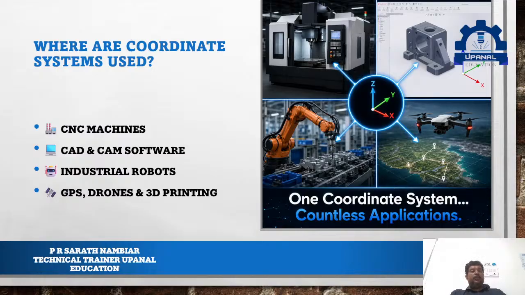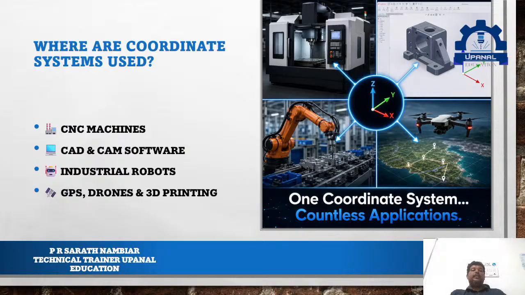Next comes the CAM software. After designing a part, CAM software uses the same coordinate system to generate tool paths for the CNC machine. It converts your design into precise movements that the machine can follow. In industrial robots, when a robotic arm picks up a component and places it somewhere else, it moves to exact coordinate positions. Every movement is calculated using the same principle we have learned today. Now about GPS navigation. When you use Google Maps or a navigation system, your location is identified with coordinates. The fascinating part is that although these technologies look completely different, they all speak the same language, coordinates.